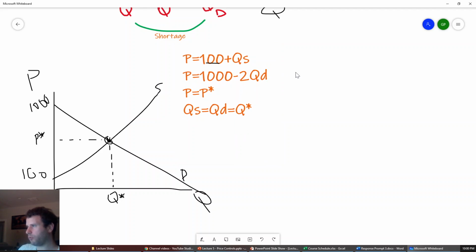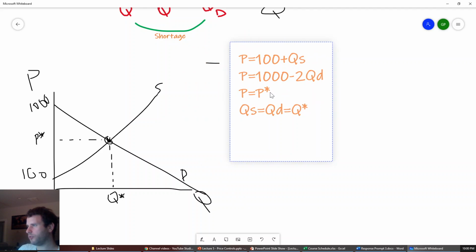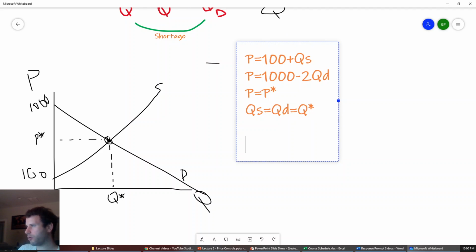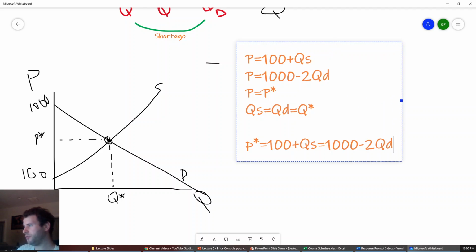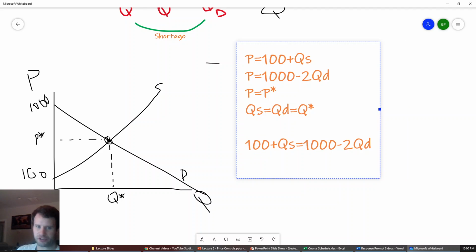Okay, let me move this over so that I can do the math here. All right, so I'm going to set P equal to P star. So P star equals 100 plus QS. P star is also equal to 1000 minus 2 QD. All right, and you don't need this P star anymore. You can take it away. It's just an extra equation. It doesn't really matter.